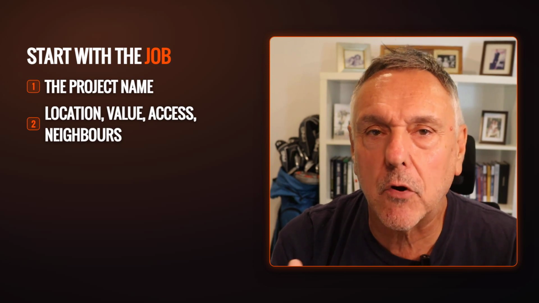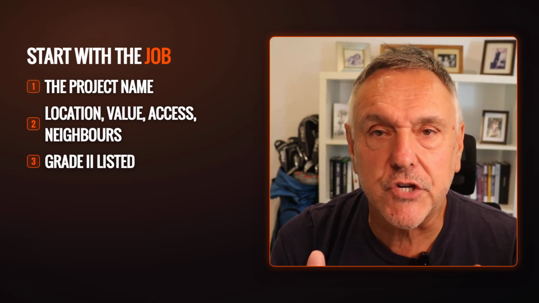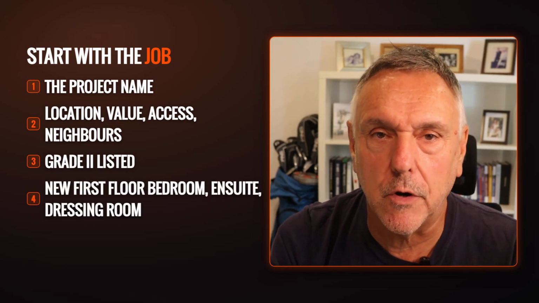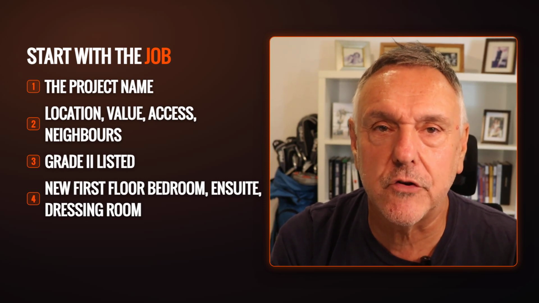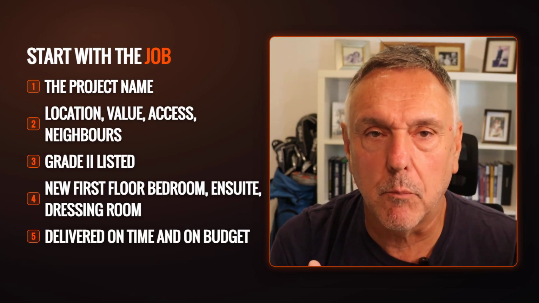Now here's what a real open brain version of that same job would look like. We successfully delivered the full refurbishment of, then give the project name and some high level details, e.g. location, approximate property value, access, neighbours. It's a grade 2 listed property. Here you should give some outline to the project work, e.g. it's a new first floor bedroom, ensuite and dressing room refurbishment, delivered on time and on budget.